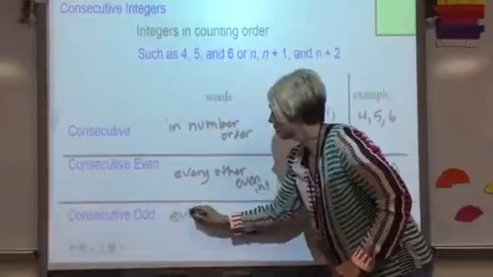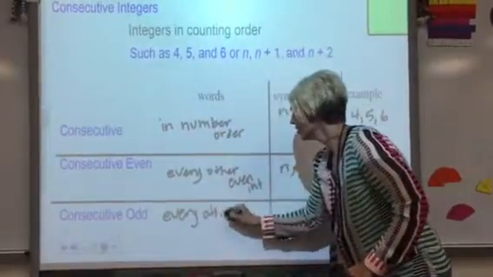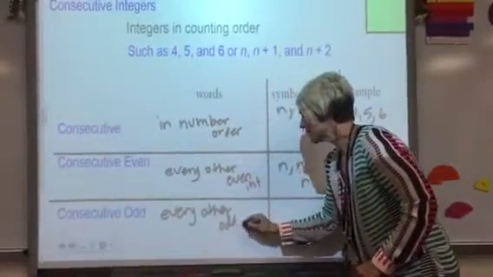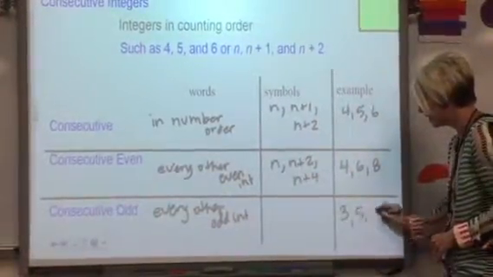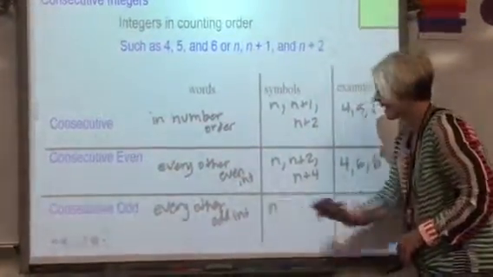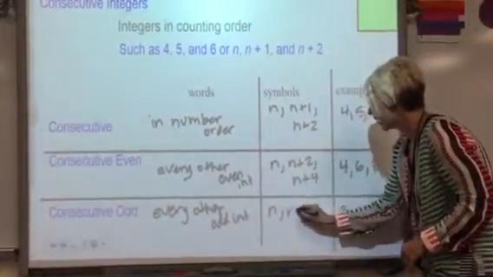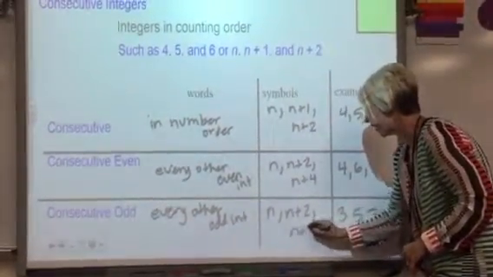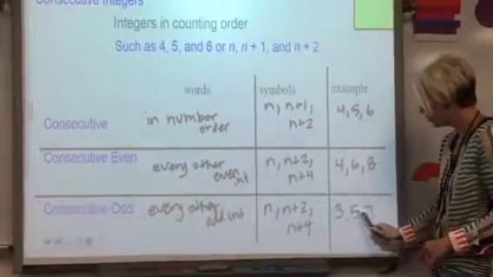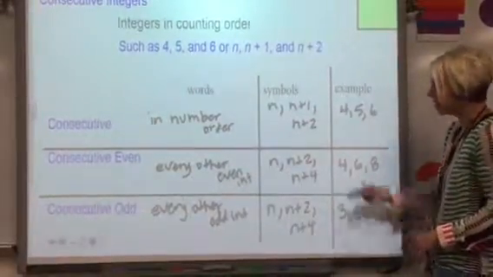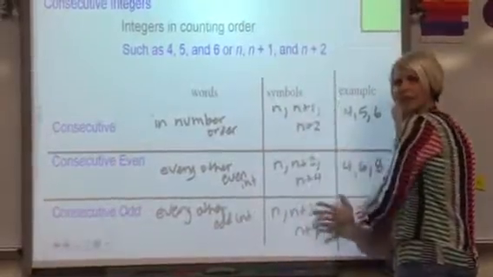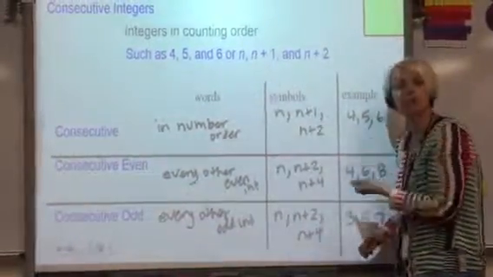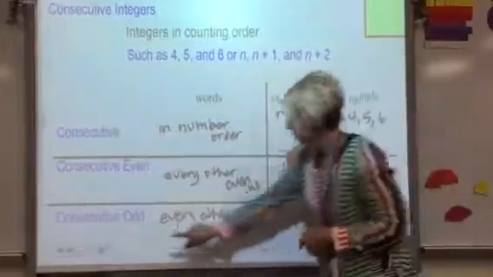Consecutive odd would be every other odd integer, and this is going to be the same as the even. Every other odd would be like 3, 5, 7. If your first one is n, your next odd would be n plus 2, and your next odd after that would be n plus 4. You can look at that to see if that makes sense. When we work with consecutives, you could definitely use this information to help you, and I do want you to put this in your notes.